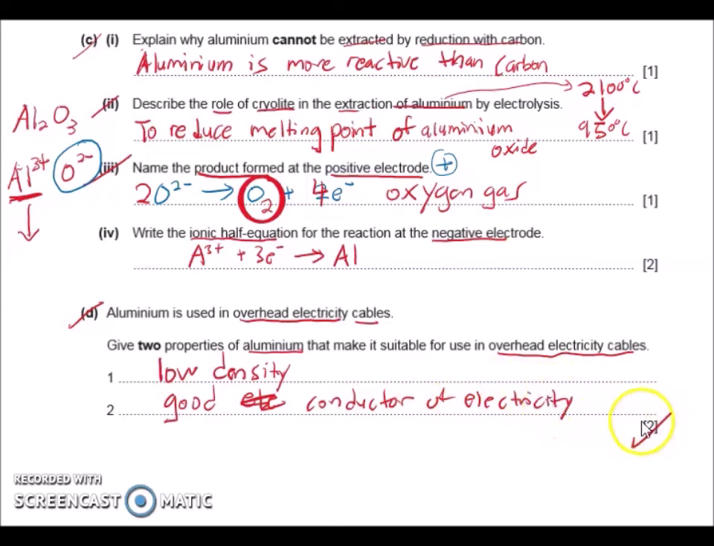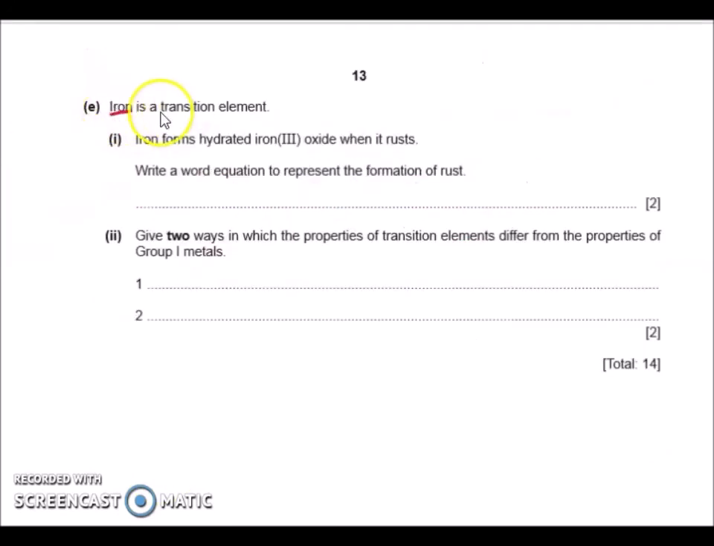So you have those 2 marks there. Okay, so now we move to the next question. Iron is a transition element. Iron forms hydrated iron(III) oxide when it rusts.